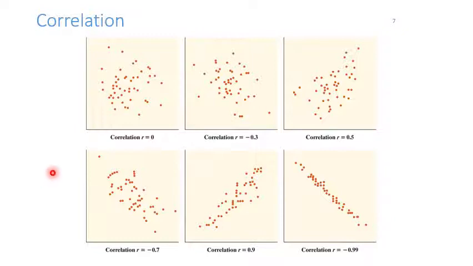Here in this scatter plot, we can see no linear relationship is visible, so correlation is 0. And here it's -0.3, so it's going now towards a linear relationship, and here R is 0.5. Similarly, you can again see some linearity there. R is equal to -0.7 and R is equal to 0.9.